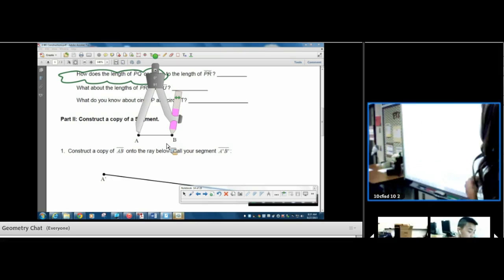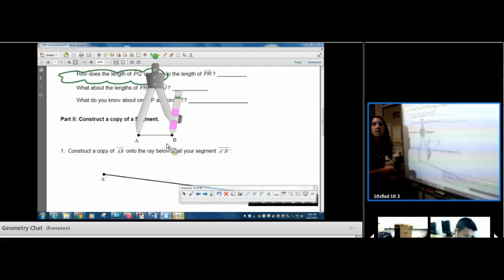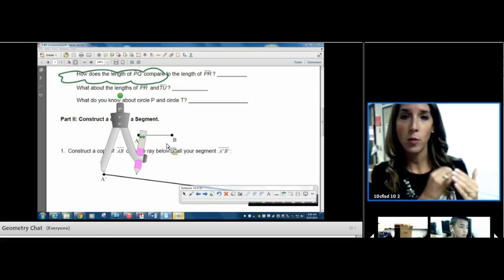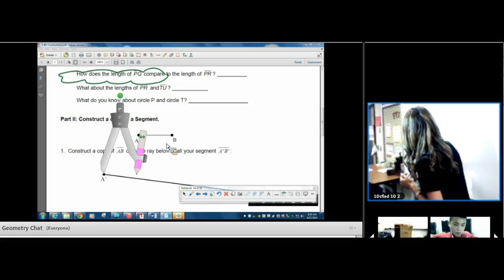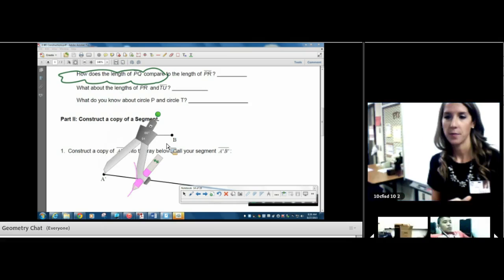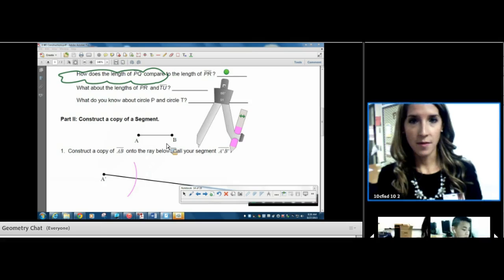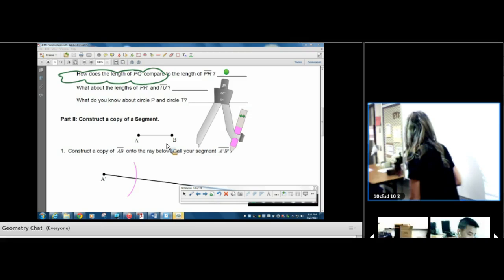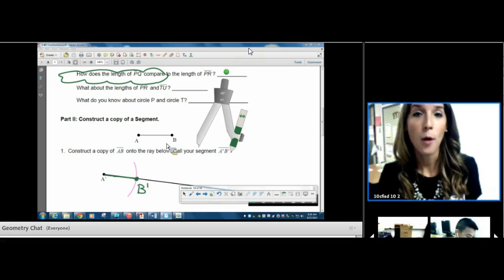So then you go to your ray, you put your needle on the end point of the ray. Don't just put your needle anywhere on the ray. Put it on the end point of the ray and make a nice, pretty arc. Now, where that arc intersects the ray, that's your other end point. And you just copied a segment without using a ruler.